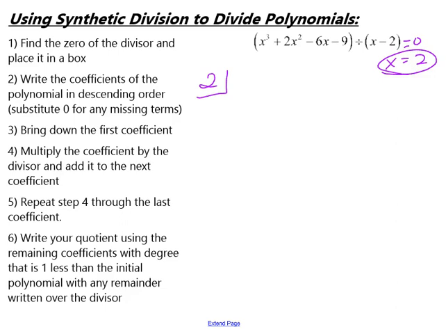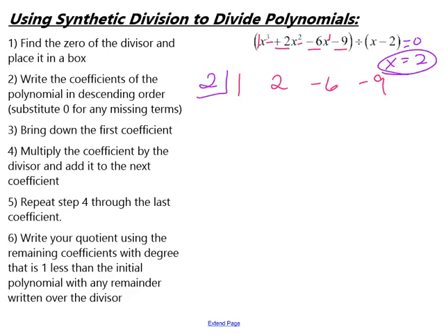Then look at step 2. It says write the coefficients of the polynomial in descending order, substituting 0 for any missing terms. So our highest exponent, our degree, is 3, then we have 2, 1, and then our constant. So we're not missing any terms from our degree down to our constant. So we don't need to substitute 0. So let's follow the rest of the directions. Write down those coefficients in order. So we only want the coefficients. So we'll start with the 1, then our positive 2, negative 6, followed by negative 9.